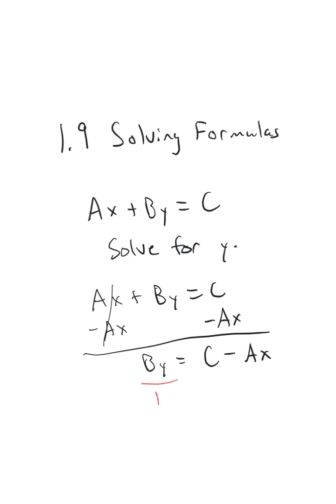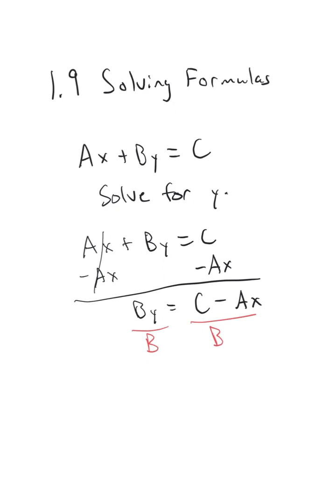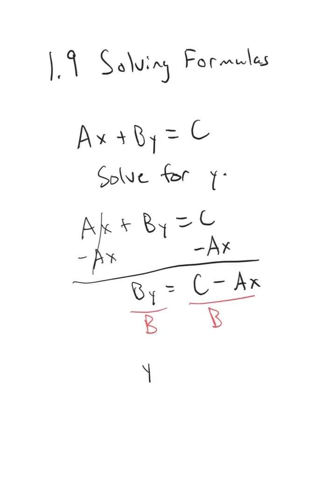And then divide both sides by b. So you get y equals c minus ax all over b. You still have all those same variables from the original equation, but now it is rearranged in a new form.